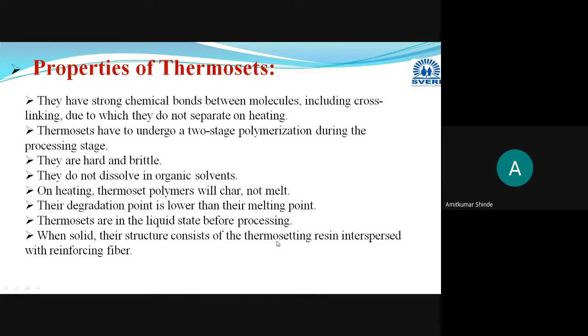Okay, it will become char, or you can say that the thermoset polymers will char but do not melt. So this is another property. Then after that, its degradation point is lower than its melting point. Okay, it means before melting it will get degraded.